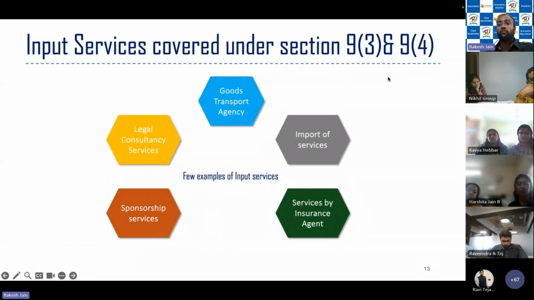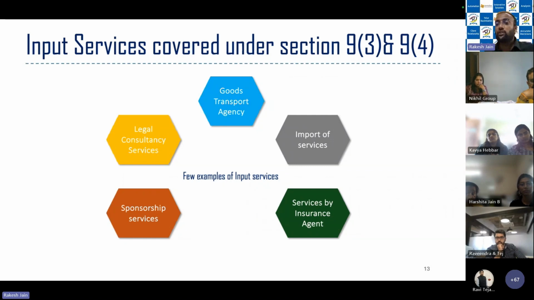Moving ahead. Now, next question is what are these input services which are covered under section 9.3 and 9.4? These are the broad examples which I've given, which are commonly utilized by various organizations: sponsorship services, legal consultancy services, GTA, that is goods transport agency, import of service, and service by an insurance agent. Just quickly touching upon import, I'll give a few examples. Import of service normally will happen when a larger organization buys a lot of this, for example, Microsoft licenses or antivirus licenses are bought.